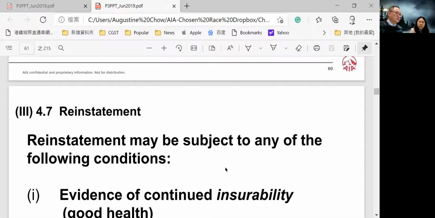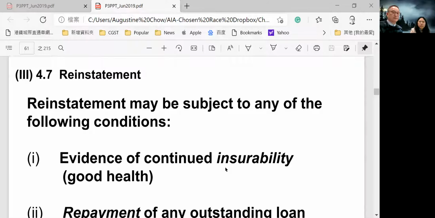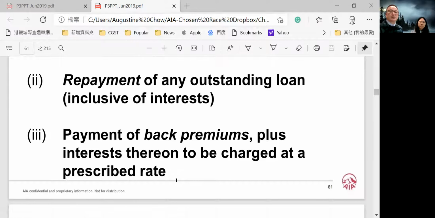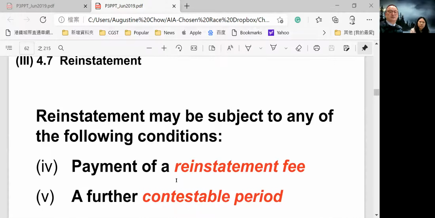Reinstatement. Reinstatement is reactivation of the policy. You have to provide evidence of insurability, good health. They ask you to go for medical checks again. And then your beneficiary has to prove insurable interest, everything. You pay the premiums, and then it can be reinstated. There may be a reinstatement fee.